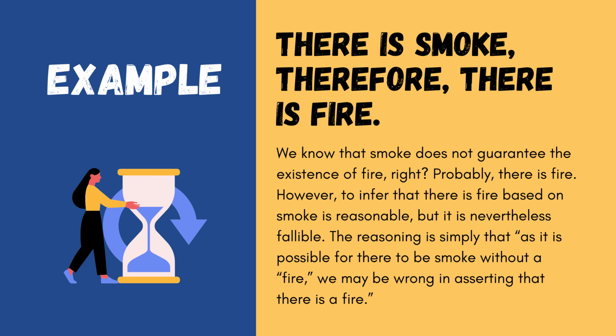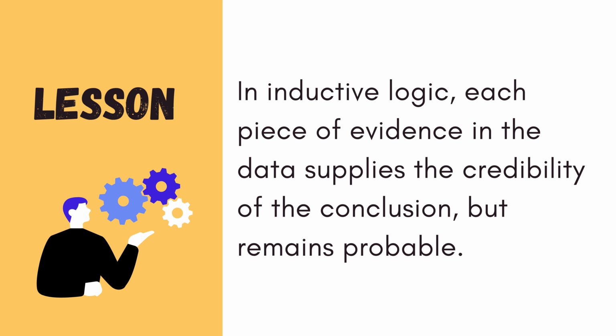An example is there is smoke, therefore there is a fire. We know that smoke does not guarantee the existence of fire, right? Probably there is fire. However, to infer that there is fire based on smoke is reasonable, but it is nevertheless fallible. The reasoning is simply that as it is possible for there to be smoke without a fire, we may be wrong in asserting that there is a fire. In inductive logic, each piece of evidence in the data supplies the credibility of the conclusion, but remains probable.